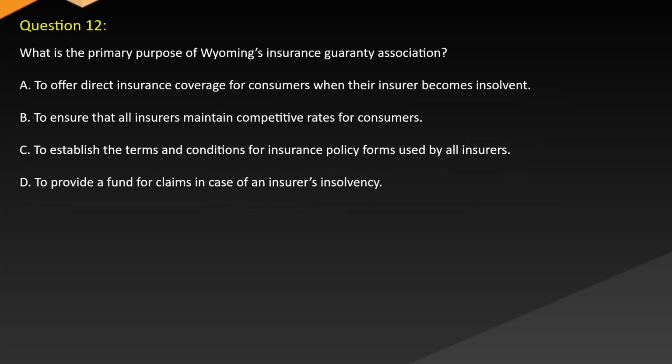Question 12. What is the primary purpose of Wyoming's Insurance Guarantee Association? A. To offer direct insurance coverage for consumers when their insurer becomes insolvent. B. To ensure that all insurers maintain competitive rates for consumers. C. To establish the terms and conditions for insurance policy forms used by all insurers. D. To provide a fund for claims in case of an insurer's insolvency.